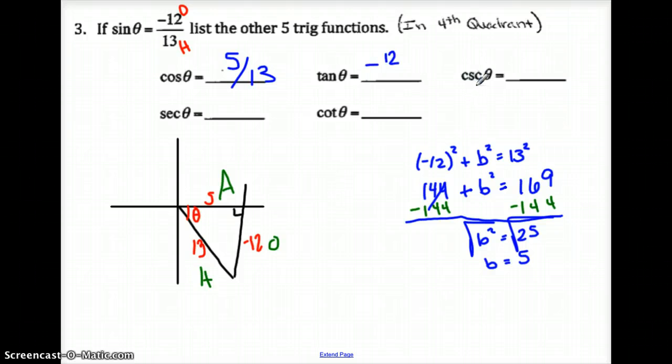Cosecant, remember, is sine flipped. So that's going to be H/O. So that's just going to be that guy flipped. So -13/12. Secant is going to be my cosine flip, so that's going to be 13/5. And cotangent is tangent flip, so -5/12.